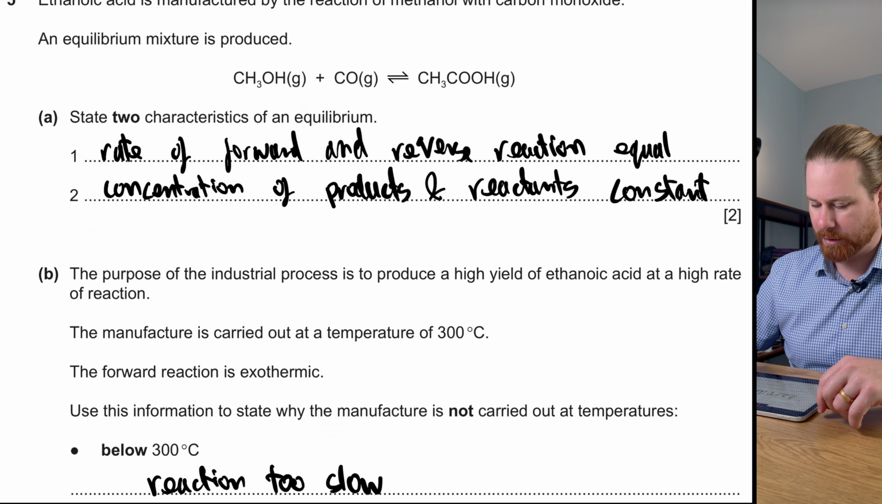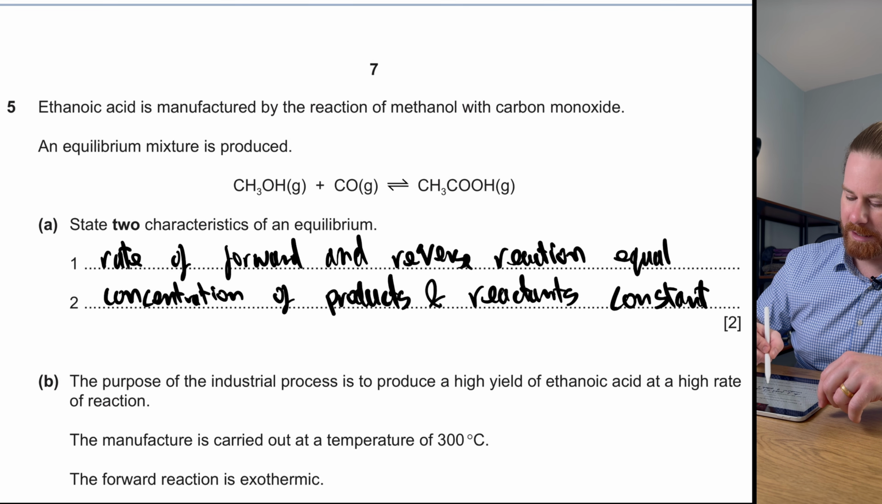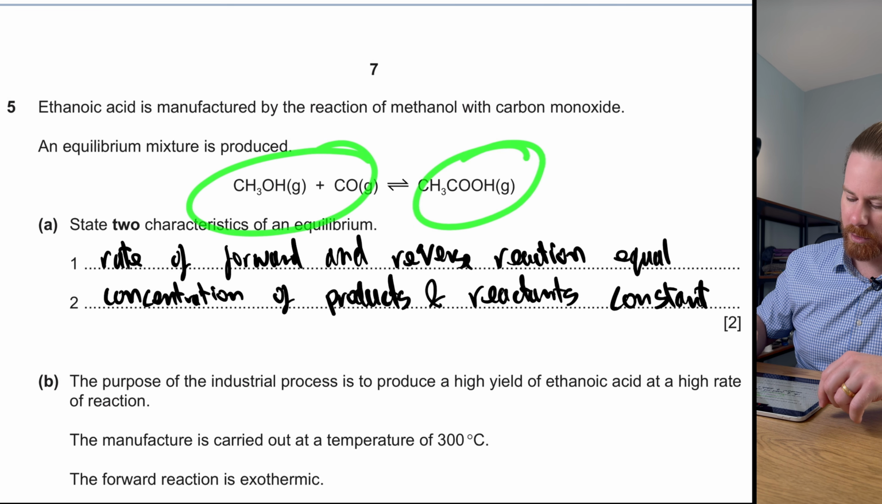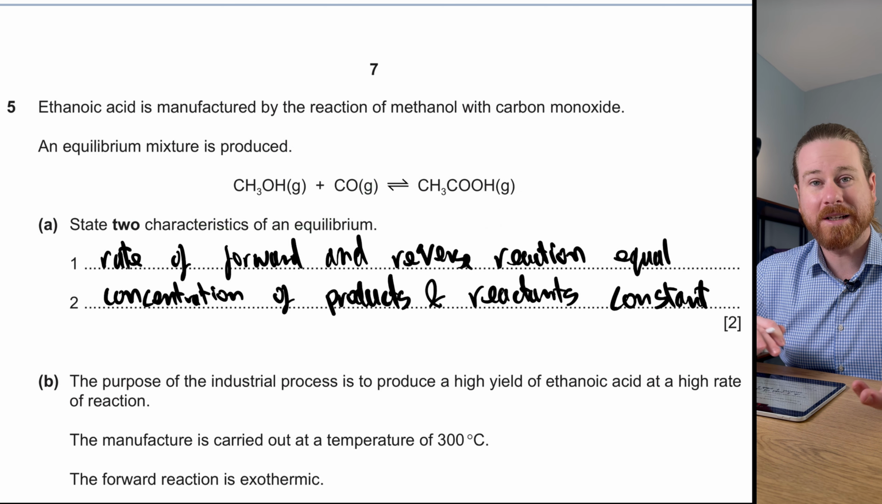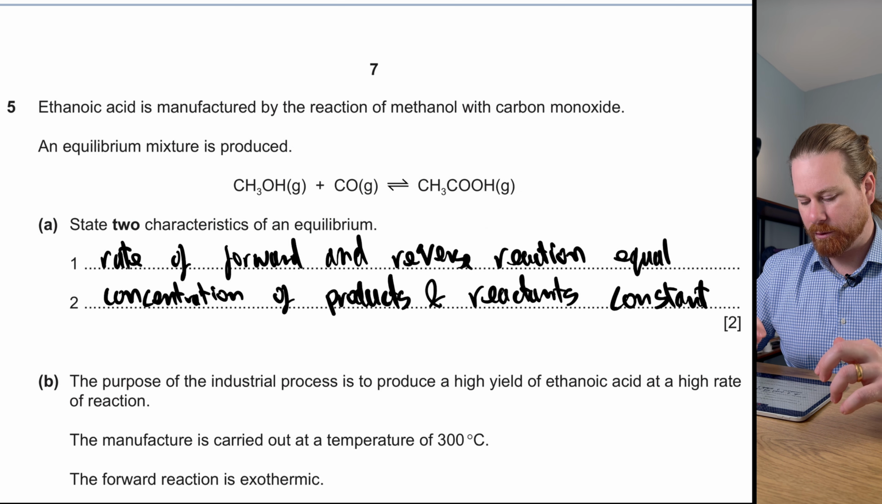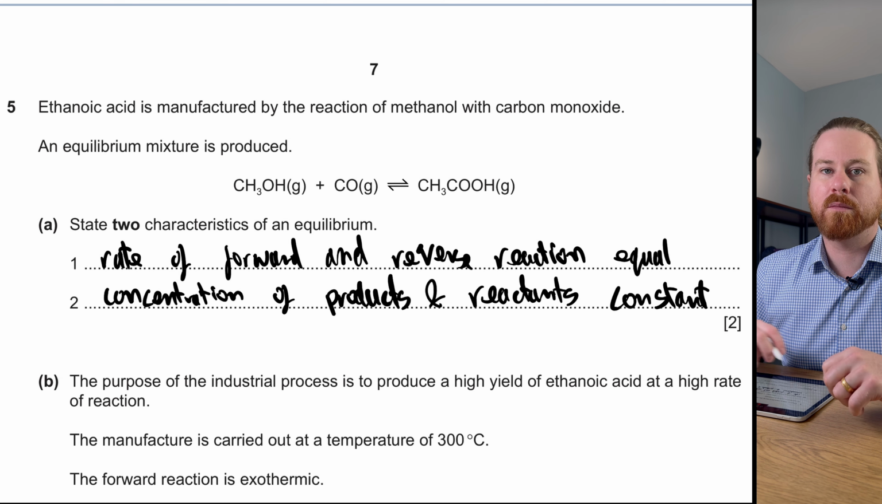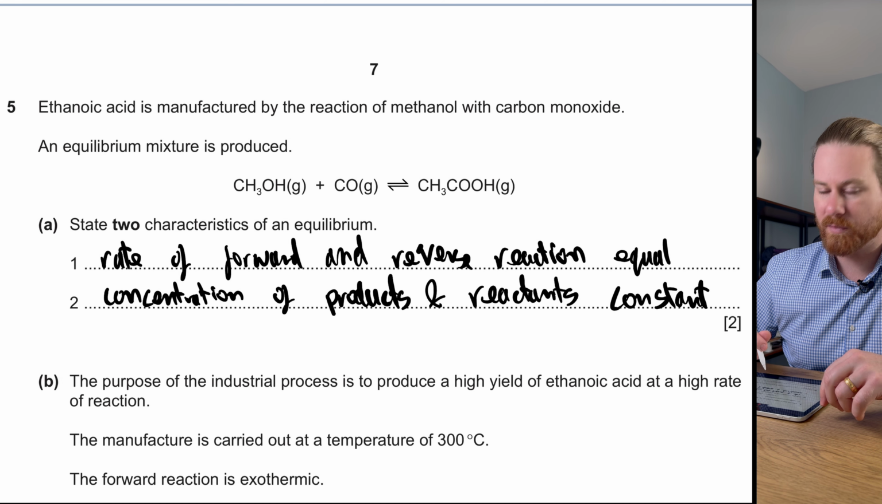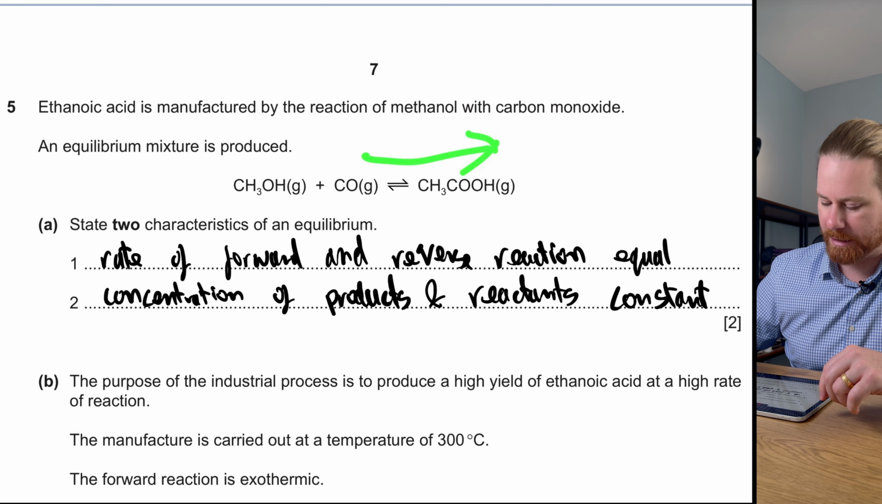That's just to do with our equation here. This is 2 moles, 1 mole. Whenever you change something, equilibria wants to shift to counteract that change. So if you increase the pressure, the reaction wants to reduce it. So it shifts this way.